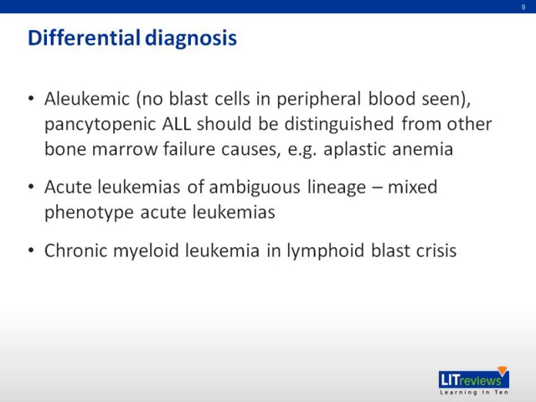The differential diagnoses are not many, and most of the time ALL diagnosis is straightforward once the marrow investigations are done. Patients who present with pancytopenia with no circulating blast cells detected may be mistaken to have other bone marrow failure conditions, like aplastic anemia. In patients with Ph-positive ALL, CML in lymphoblast crisis is a consideration. Immunophenotyping is required to differentiate ALL from acute leukemia with ambiguous lineage.